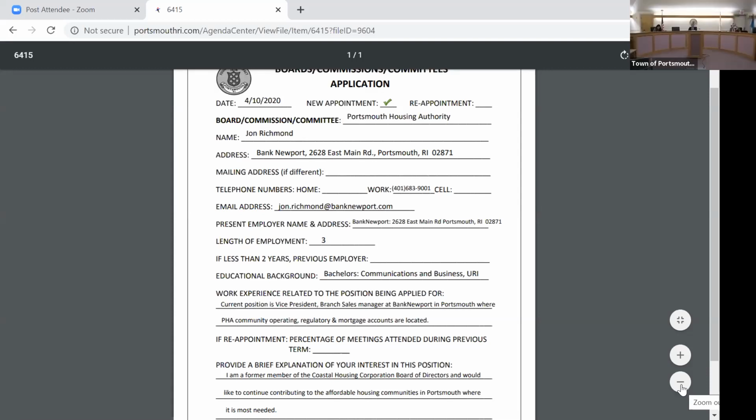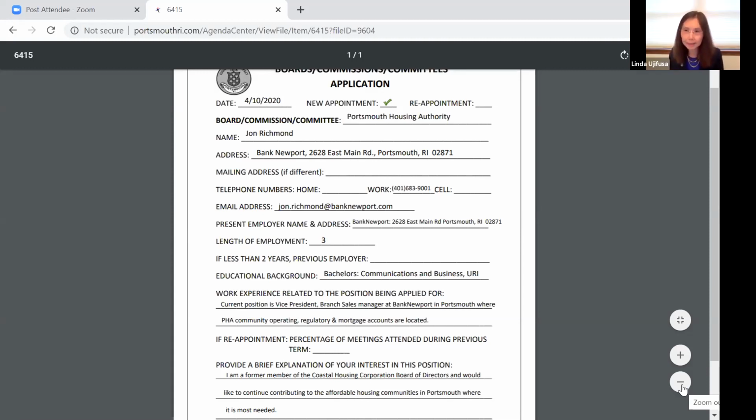Okay, so we have a motion and a second to amend the motion. Well, we didn't really get a second. Correct. Okay. So I will just make a new motion to table this item and forward it to the Ethics Commission for review. Second.